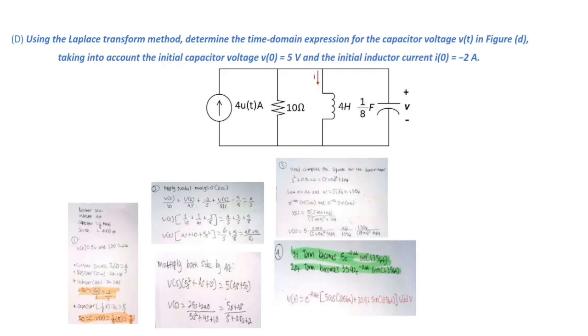Hi, my name is Kalayara Sumarimutu. Today I want to present assignment number 2, question number 4 from the subject of Advanced Electrical Circuit. The question is: using the Laplace transform method, determine the time domain expression for the capacitor voltage v(t) in figure D, taking into account the initial capacitor voltage V0 equal to 5 V and the initial inductor current I0 equal to negative 2 A.